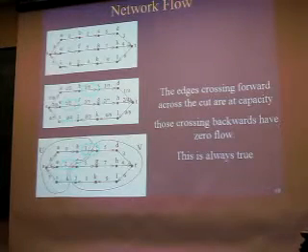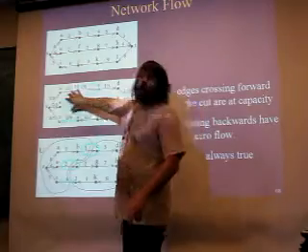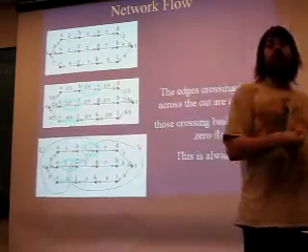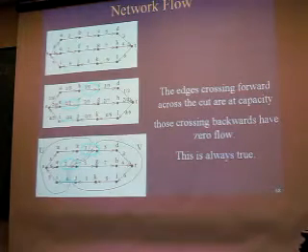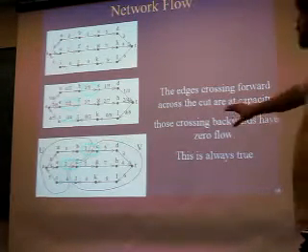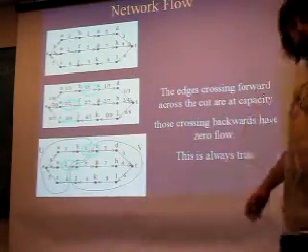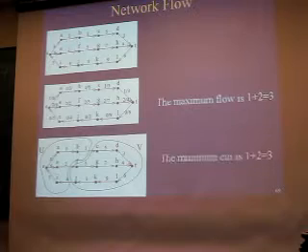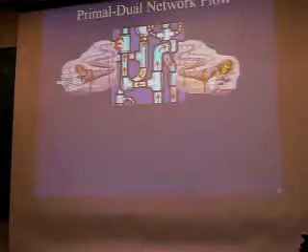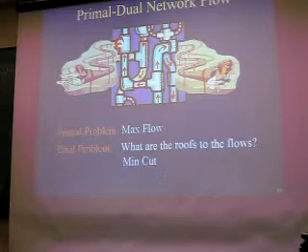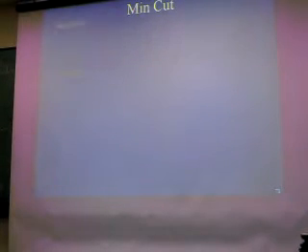And what we're going to prove, so here we have the max flow is 3, here we have the min cut is 3, and we're going to prove that max flow equals min cut. The maximum that you can flow versus the minimum cut are equal. Those are always equal. So the primal problem is max flow. The dual problem is this min cut idea. So we have to define the min cut problem.